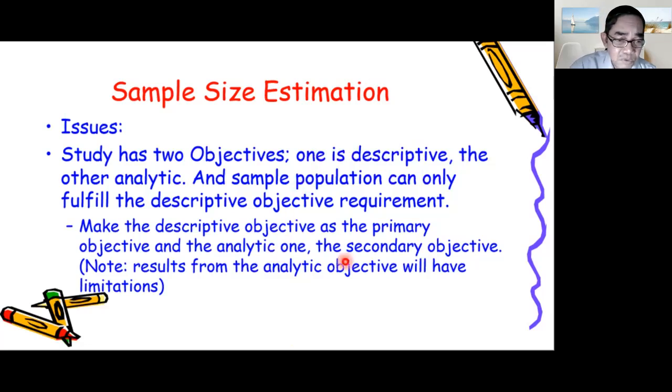So what we can do is to make the descriptive objective the primary objective and the analytic a secondary objective. So it will justify the investigator calculating the sample size based on the primary objective. But of course, I would like to take note of this, that the results from the analytic objective will have some limitations because we won't be able to fulfill the requirement for that analytic objective.